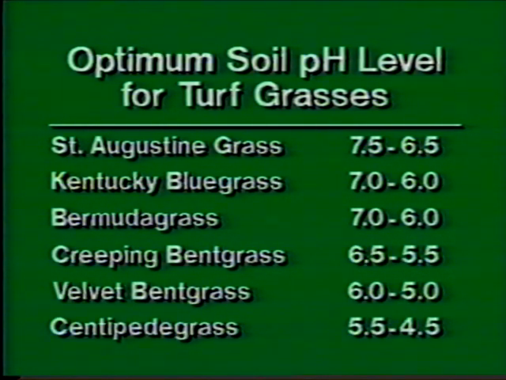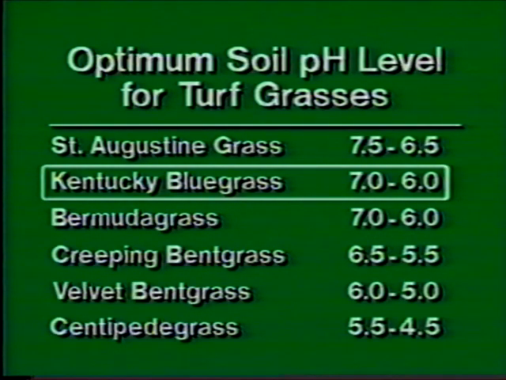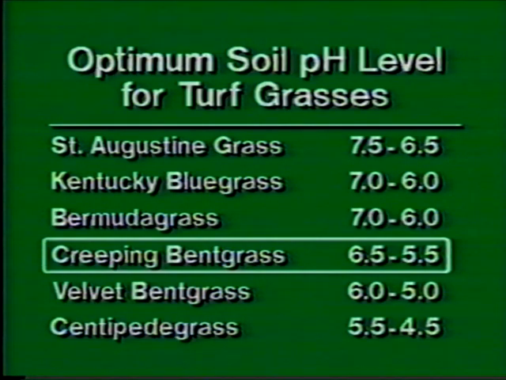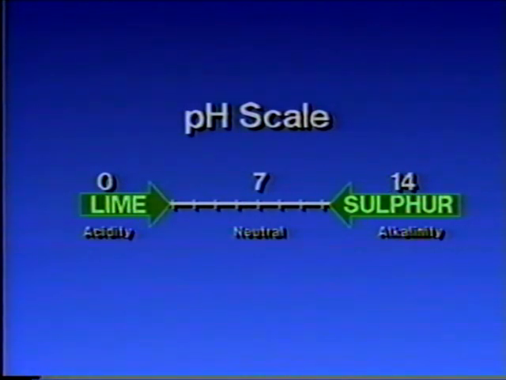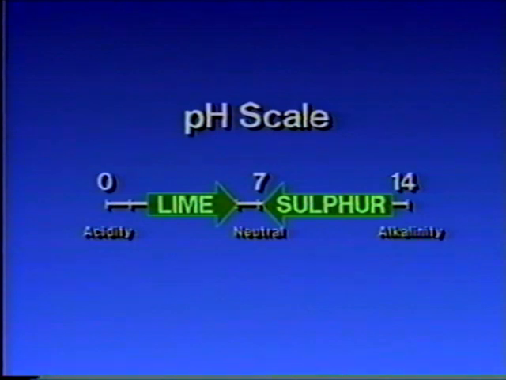Within each turf grass type, there is some variation in the optimum pH levels. For instance, the optimum pH for Kentucky bluegrass is between 6 and 7, while a pH of 6.5 to 5.5 is optimum for bentgrass. The pH of an acidic soil can be raised with applications of lime. Sulfur products are used to lower the pH of alkaline soils.